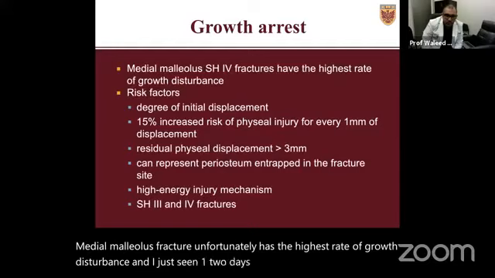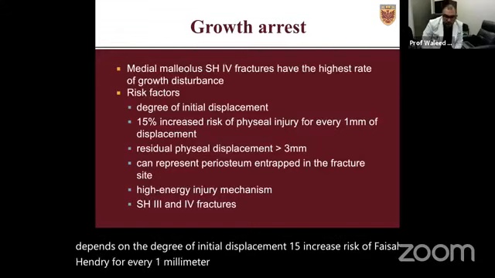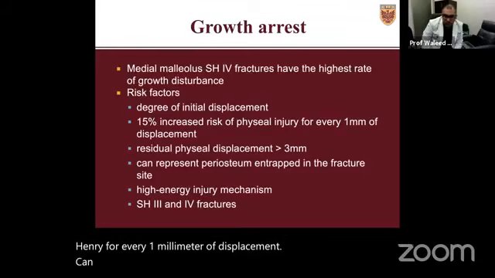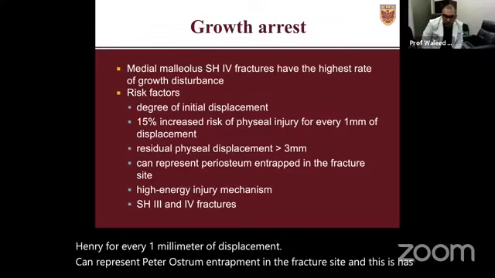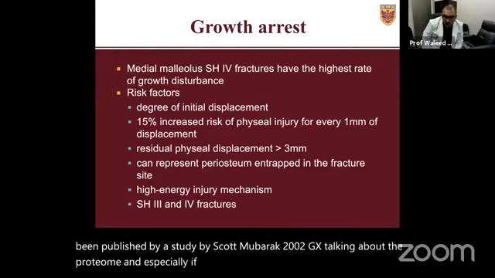Risk of growth disturbance depends on the degree of initial displacement, with a 15% increased risk of physeal injury for every 1 millimeter of displacement. It can represent periosteum entrapment in the fracture site, and this has been published in a study by Scott Mubarak, 2002, JBJS, talking about the periosteum, especially if the residual physeal displacement is more than 3 millimeters.